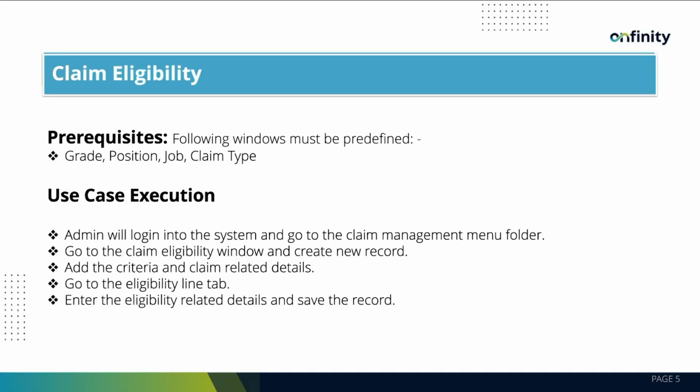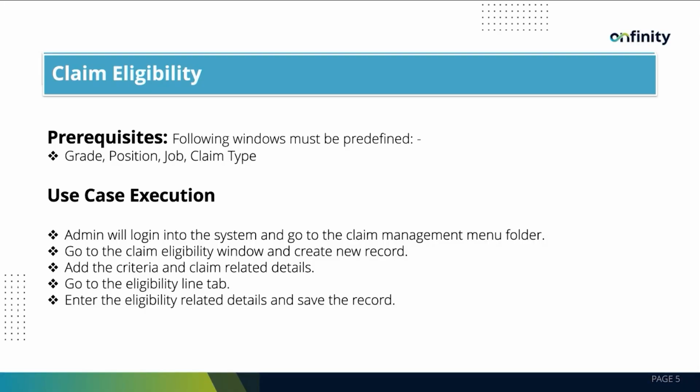Now we will cover the use case execution. Before you configure claim eligibility, you need to make sure some things are already defined in the system. These prerequisites include grade, position, job, and claim type. These foundational elements are essential for setting up eligibility configurations.